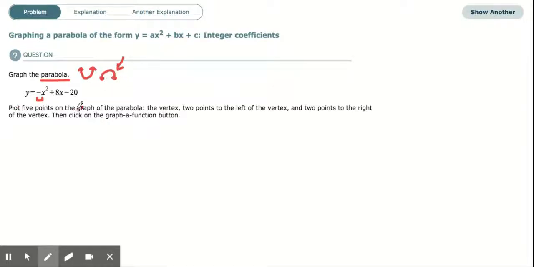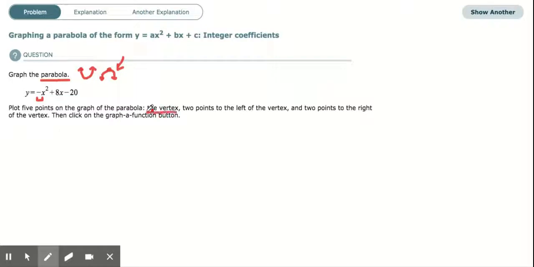Plot 5 points on the graph of the parabola: the vertex, remember the vertex is the turning point, 2 points to the left of the vertex and 2 points to the right. Then click on the graph of function button. Now I don't have the graph of function here, so I'm just going to make a table to show you how to do this so that once you're ready, you can graph that function. So let's go ahead and first find the vertex, okay?